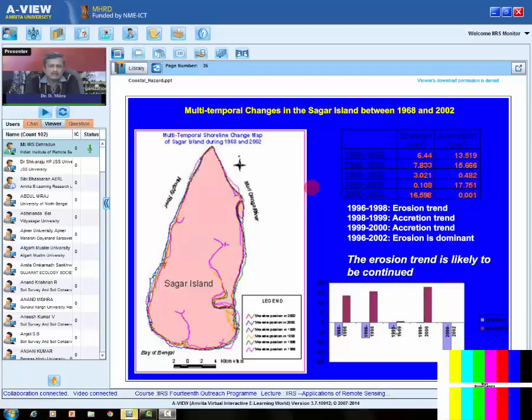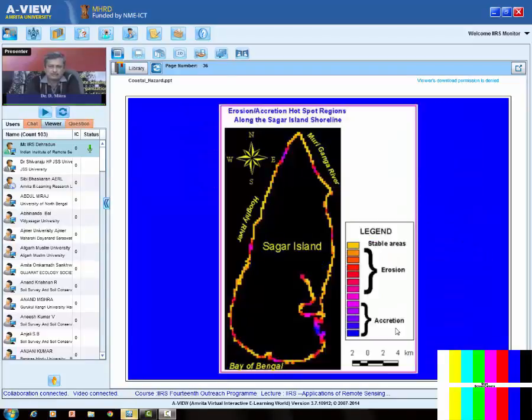So this change in erosion and accretion also changes with time, depending on the various kinds of oceanographic conditions. So it is not easy to say that because erosion is happening, it is going to continue for another couple of years. That may not be true also.